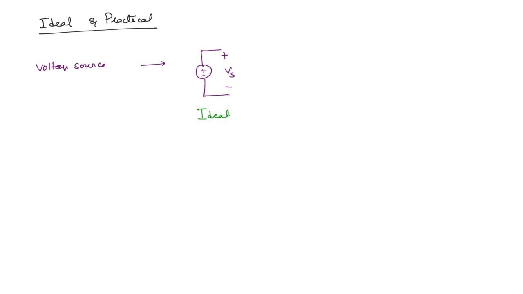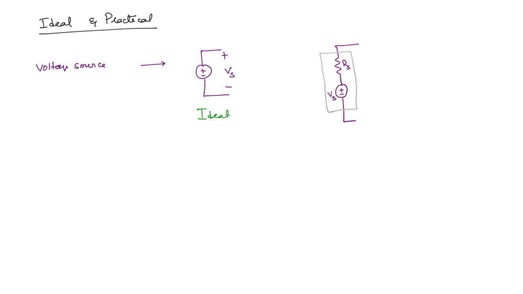But in practicality, what is going to happen? Ideal means it will not exist in real life. In real life, it is going to have a resistance in series with the voltage source. So now this entire combination is the voltage source. When you keep a voltage source, it means that there is an ideal voltage source in series with a resistance. So what is the effect of this resistance?